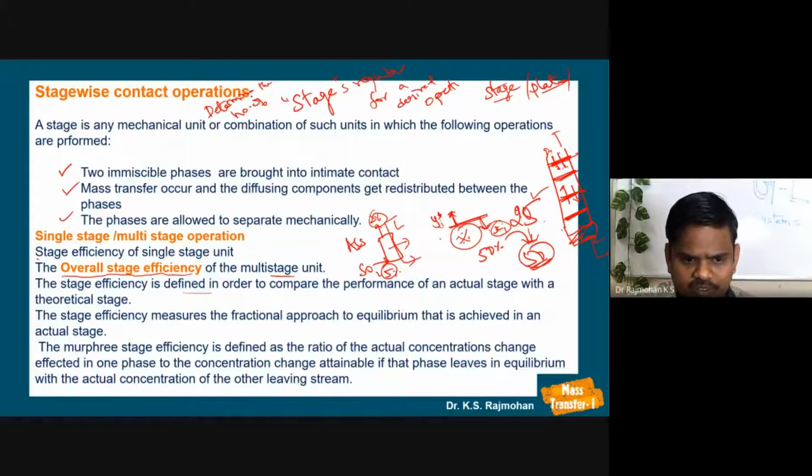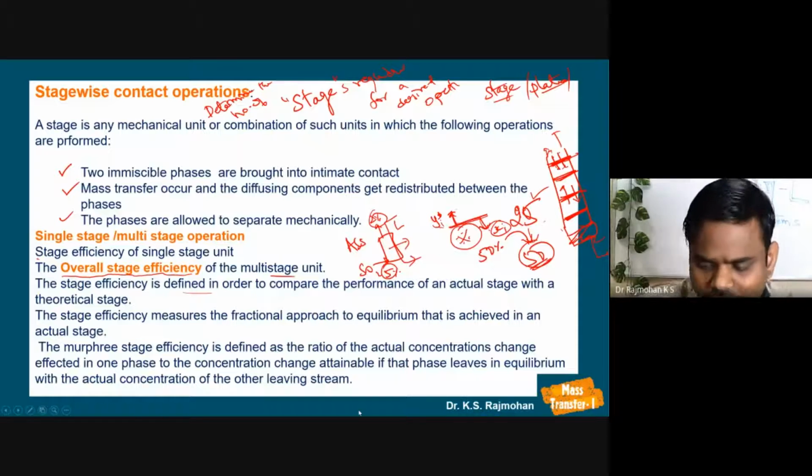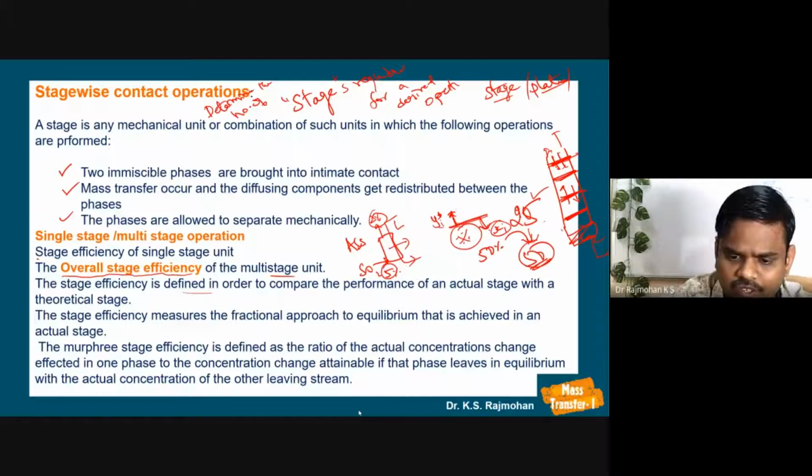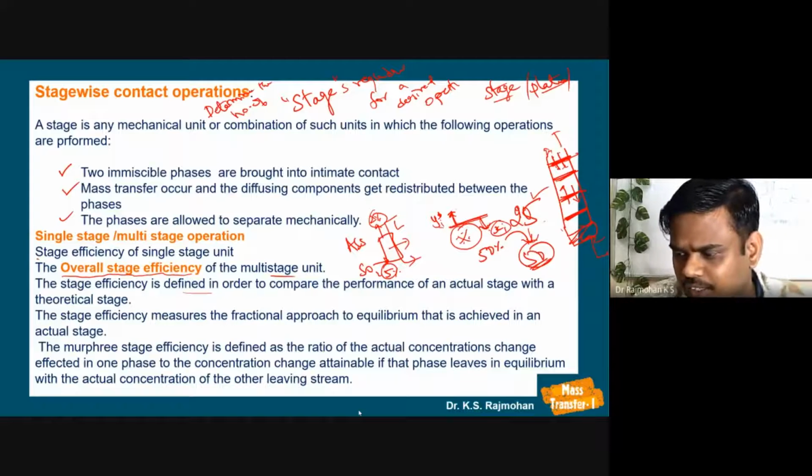The stage efficiency measures the fractional approach to equilibrium that is achieved in an actual stage. As I said, we are determining whether equilibrium is achieved or not. Another efficiency that we define is the Murphree plate efficiency or Murphree stage efficiency, which is the ratio of the actual concentration change effected in one phase to the concentration change attainable if that phase leaves in equilibrium with the actual concentration of the other stream. If you recall how we defined the overall mass transfer coefficient, we will be able to define it here also.